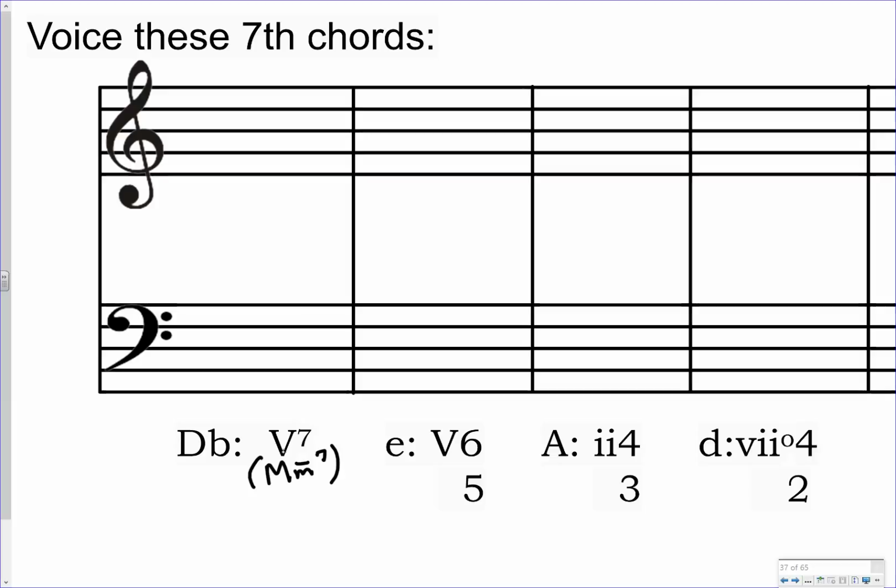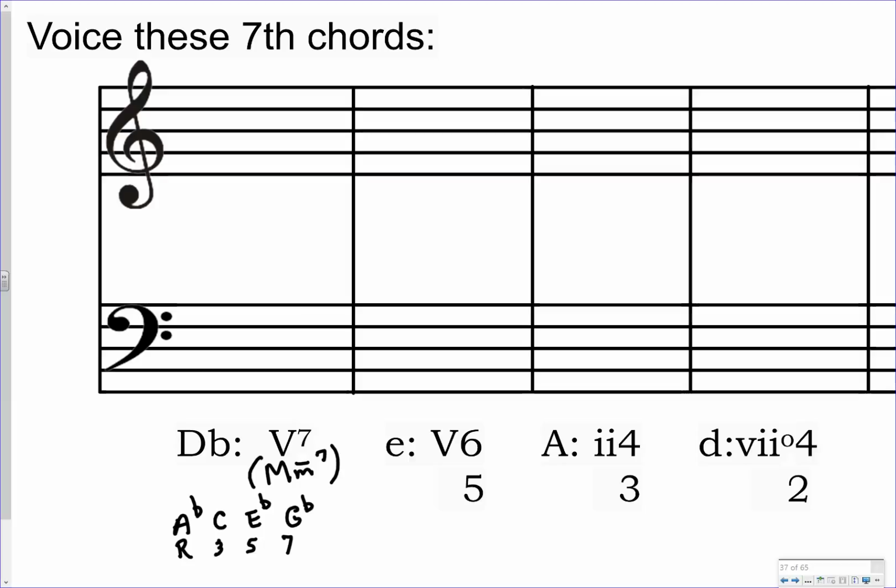So my 5 chord in the key of D flat major, the root would be A flat. I need a major triad, which is A flat, C, E flat. There's my 3rd and my 5th. And my 7th in a dominant 7th chord is going to be the interval of a minor 7th from A flat. So I would need to voice a G flat. So that's my dominant 7th chord, my major minor 7th chord in the key of D flat major.